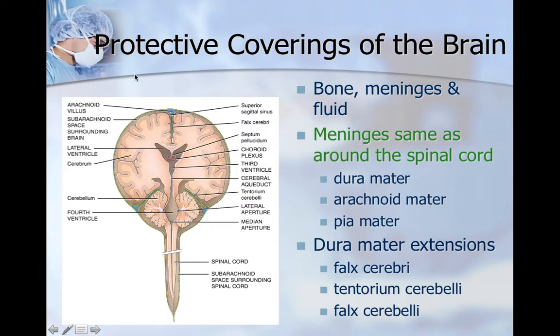The protective coverings of the brain include bone. You have a skull that completely encases your brain. There are meninges, which are membranes and fluids. Your meninges are the same as around your spinal cord, which include your dura mater, your arachnoid mater, and your pia mater. There are dura mater extensions, which include the falx cerebri, the tentorium cerebelli, and the falx cerebelli.